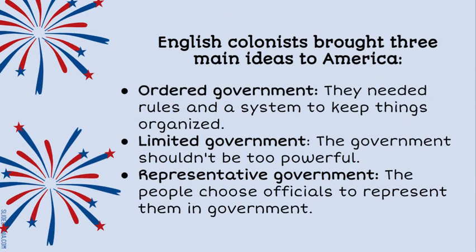So when the English colonists came over, they brought three main ideas. They wanted an ordered government. This means they need rules and a system to keep things organized. After dealing with the English monarchy, they also wanted a limited government, so the government should not be too powerful. They selected a representative government, which means they get to elect the officials to represent them inside the government. So they would have representation across the United States.